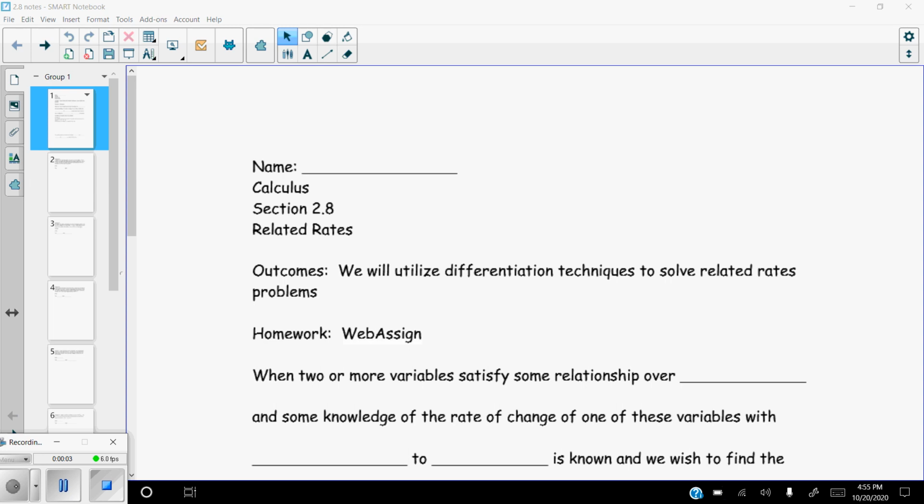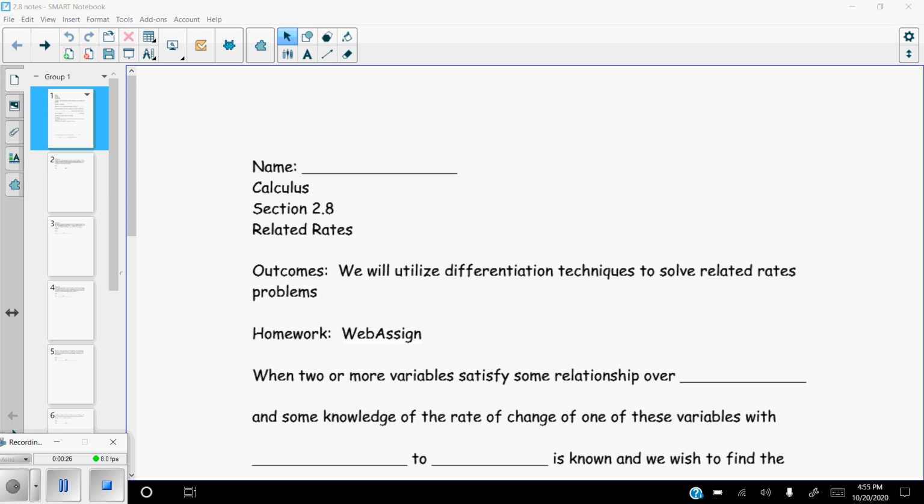Okay, this is section 2.8. We are going to start getting really into the applications of derivatives. The first one that we're going to talk about is called related rates. Now, if you think about the title, it actually pretty much spells it out for you. We've got rates, specifically rates of change, and somehow they are all related to each other.